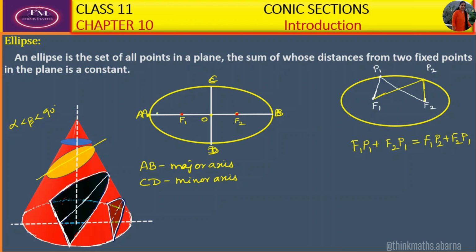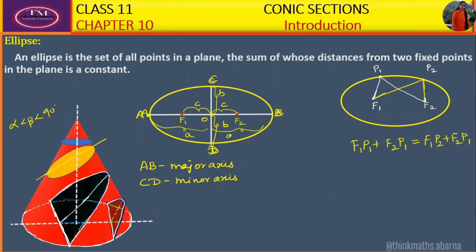The point where the major axis and minor axis meet is the center point, O. So OF1 and OF2 will be of the same distance. Let us name this as C. In the same way, the distance between OC and OD will also be the same. Let us name that as B. And the distance between A and O and O and B will also be the same.